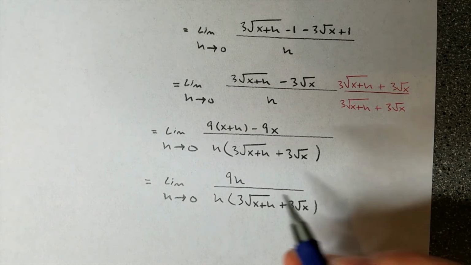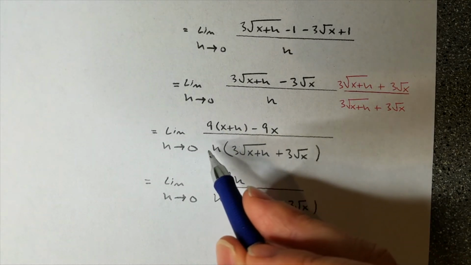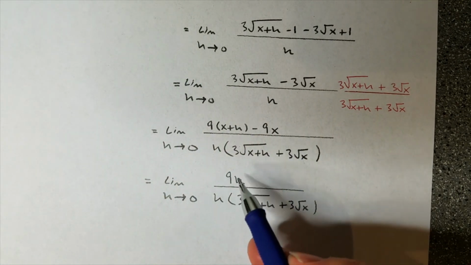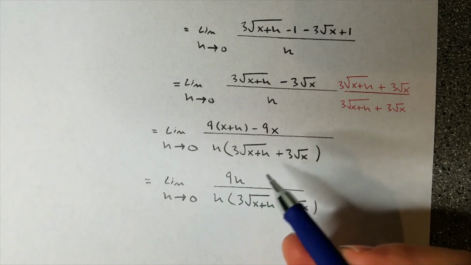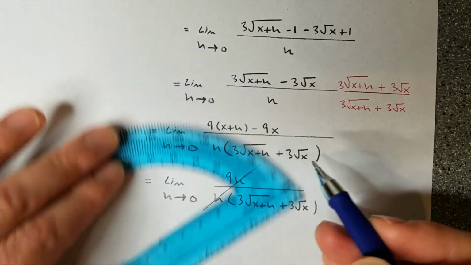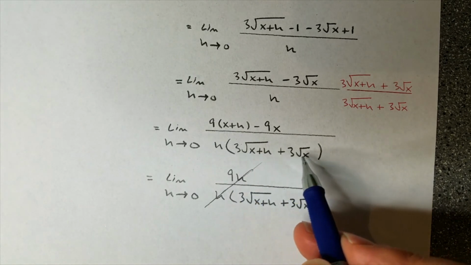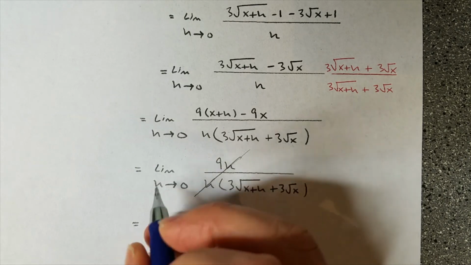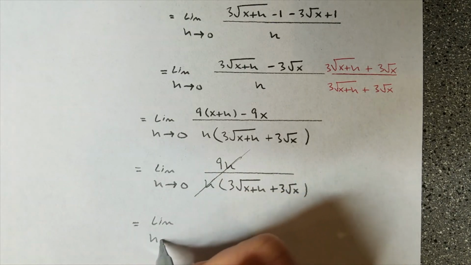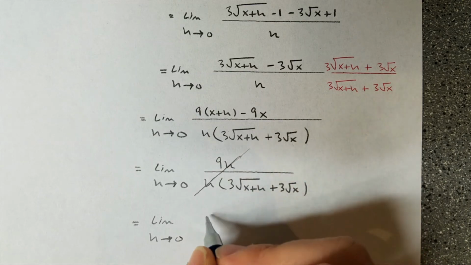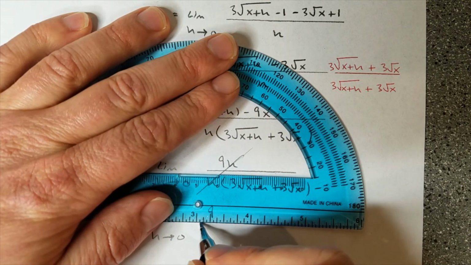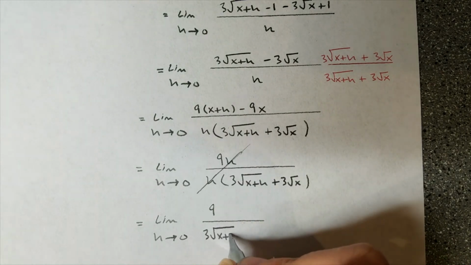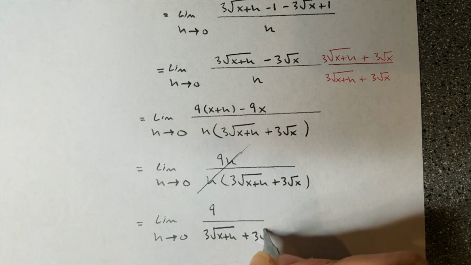Okay? And then, you know how I didn't multiply these together? Because I left them apart, it's right in front of us, obvious that the h's now cancel, right? If I would have multiplied all that in there, it would have been harder to see that. So that's why I left it apart. So, okay, the h's cancel. I get limit h goes to 0. I'll just have a 9 up there. And then down here, I'll get what you see. 3 root x plus h plus 3 root x.